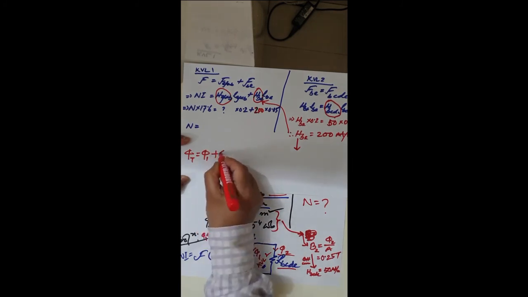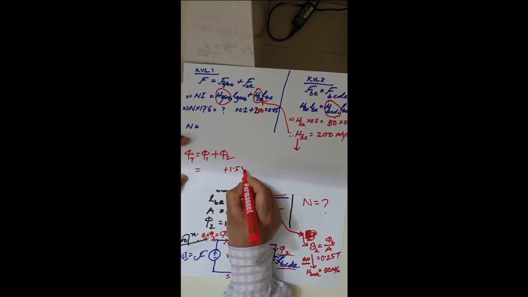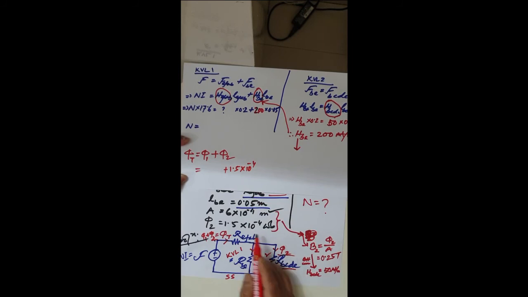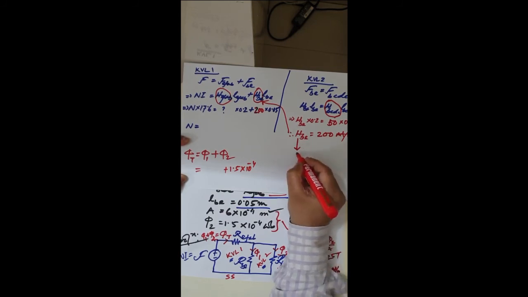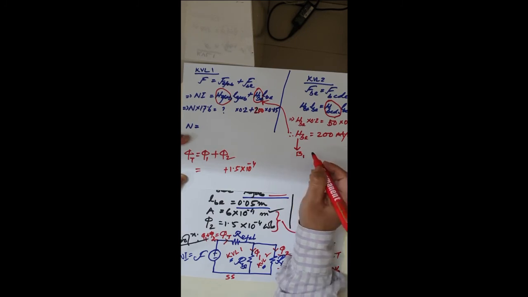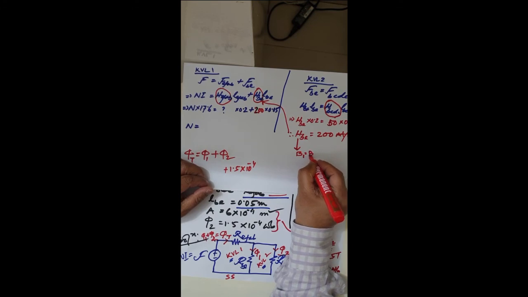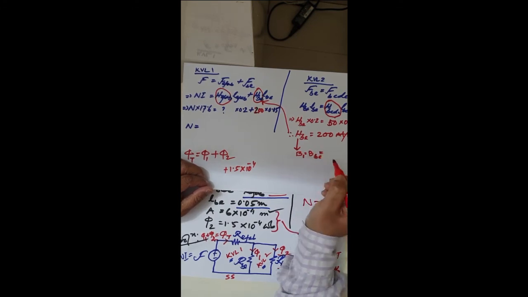So phi 1 plus phi 2: you already know the phi 2 value, which is given here as 1.5 into 10 to the power minus 4. So only phi 1 you need to find, and phi 1 is coming from HBE. HBE gives you B1, or BBE, whatever you say.